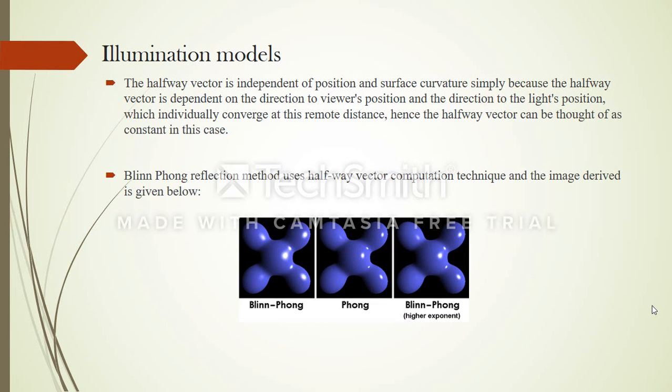The halfway vector is independent of position and surface curvature simply because the halfway vector depends on the directions to the viewer's position and to the light's position, which individually cover this remote distance. Hence, the halfway vector can be treated as constant in that case. The Blinn-Phong reflection method uses halfway vector computation techniques, and here are the images.